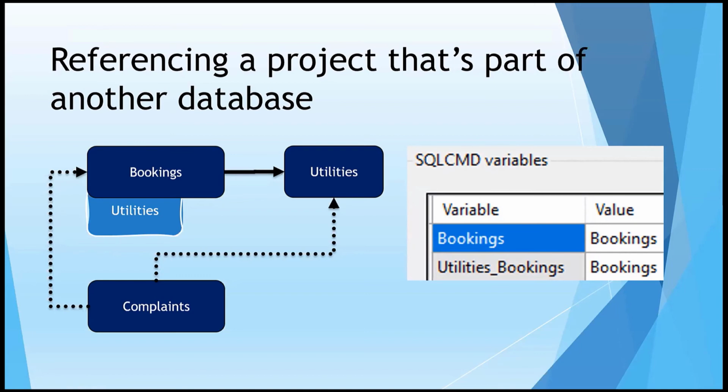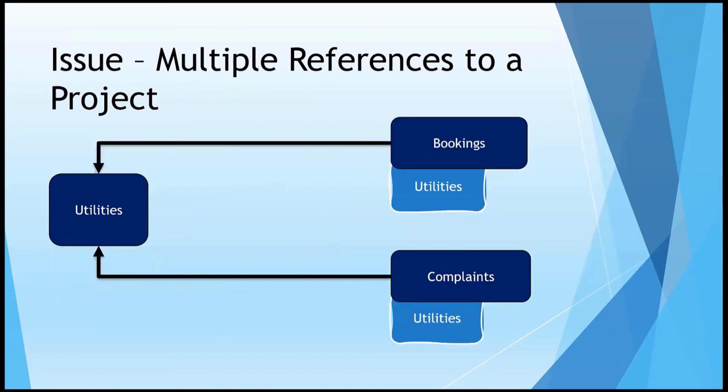This is fine. This works until you have a scenario like this. So again, what we want to do here is complaints needs to reference bookings, and as part of that, it needs to call something in the utilities section of bookings. Now we know what we're doing there isn't that. So what we try and do is this, but that fails. Visual Studio won't allow it because it won't allow multiple references from complaints to utilities. It won't allow multiple references to the same thing.